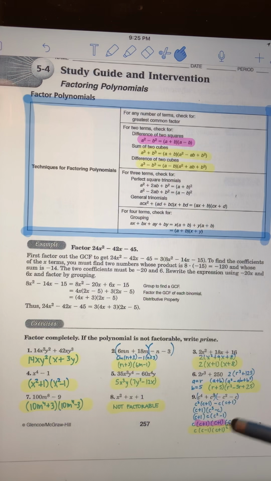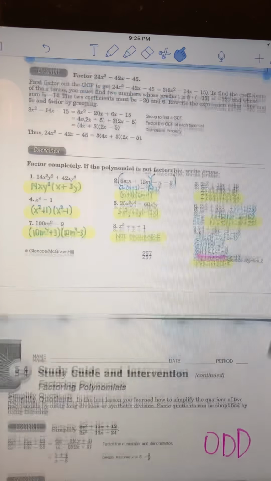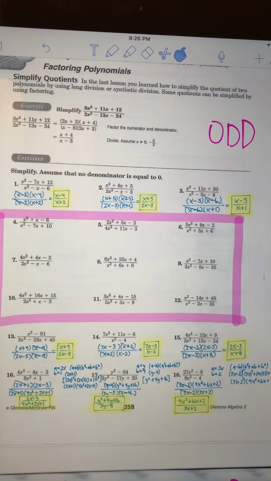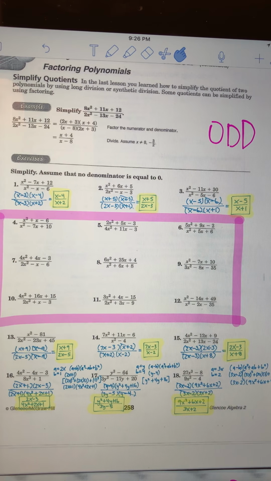We completed this first page together as notes. And then on this page, we did a couple of the problems. And if you didn't get these problems down, you can look at this video on School Loop and copy those problems down. But what I want you to focus on is doing the odd problems from 4 to 12, so that are marked in pink.